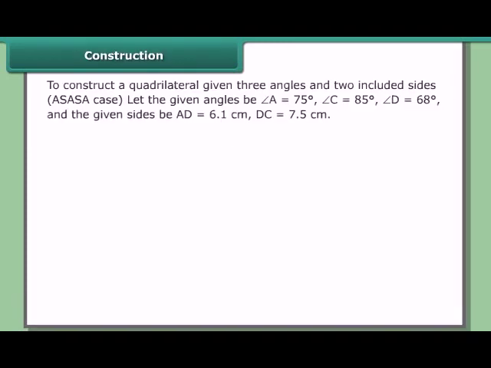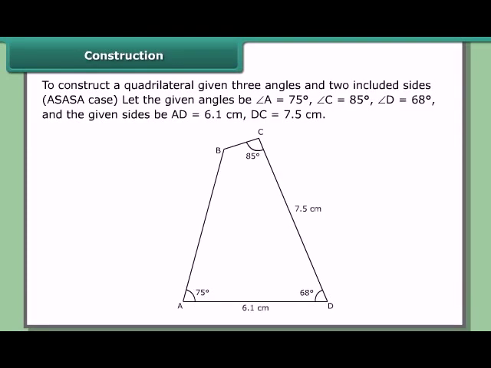Construction. To construct a quadrilateral, given three angles and two included sides, ASA as A case. Let the given angles be angle A as 75 degrees, angle C as 85 degrees, angle D as 68 degrees, and the given sides be AD as 6.1 cm, DC as 7.5 cm. Here also we can construct the quadrilateral directly without dividing it into two triangles.